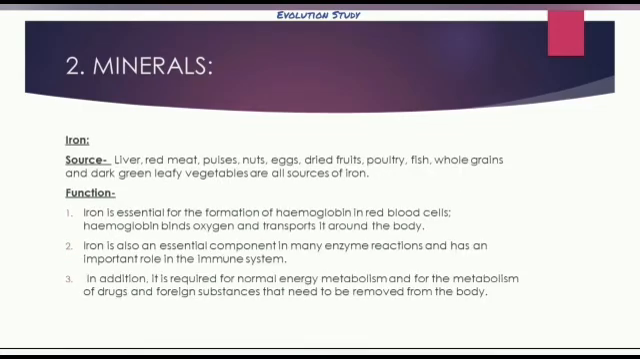Iron. Source. Liver, red meat, pulses, nuts, eggs, dried fruits, poultry, fish, whole grains, and dark green leafy vegetables are all sources of iron. Function. Iron is essential for the formation of hemoglobin in red blood cells. Hemoglobin binds the oxygen and transports it around the body.